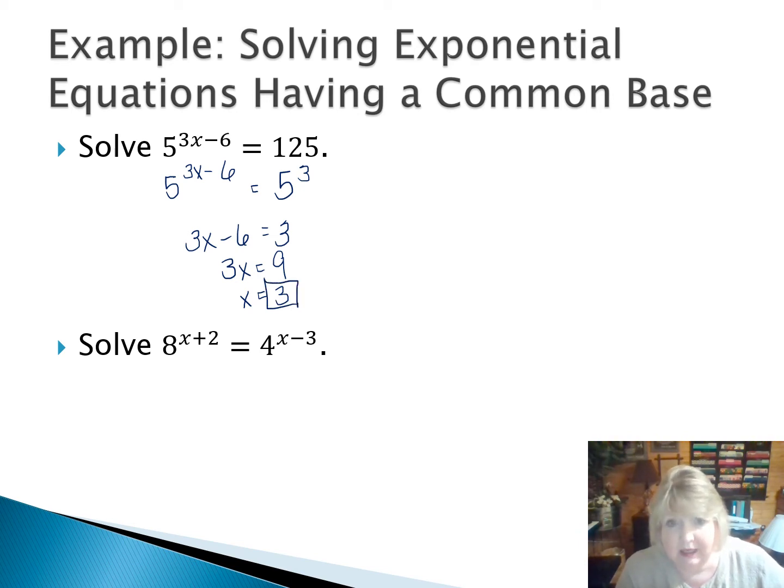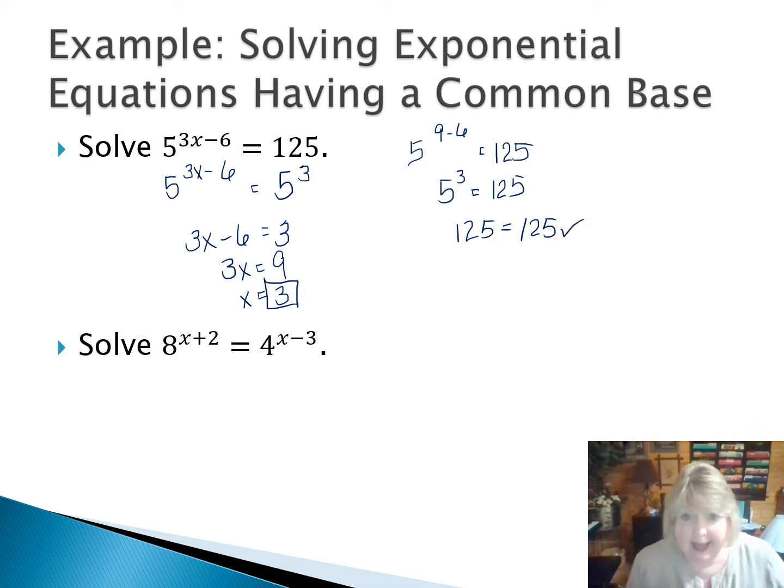Can I check these problems? Absolutely, yes I can. 3 times 3 is 9. Okay, and then 9 minus 6 is 3. And then 5 cubed is, in fact, 125. So I do know, beyond the shadow of any doubt, I got the problem right. The answer was 3. All right, so it does check. Let's go to the next one.